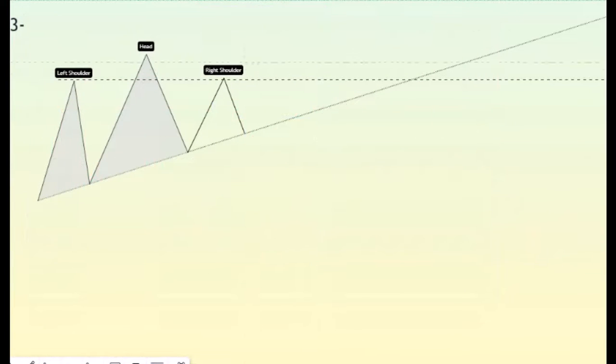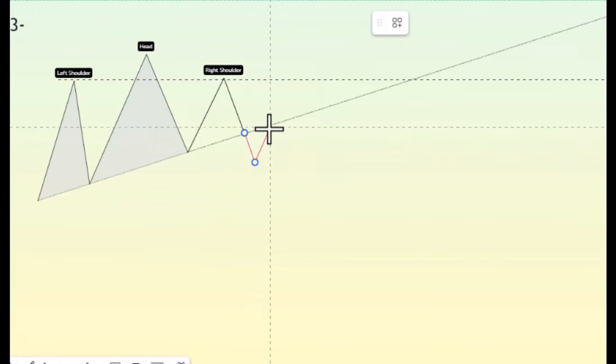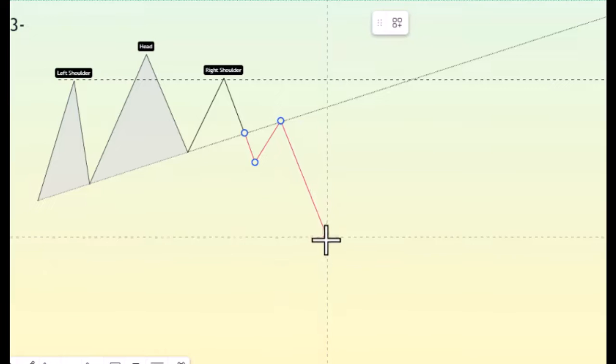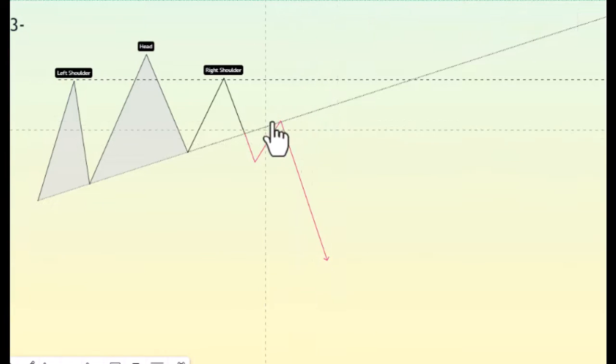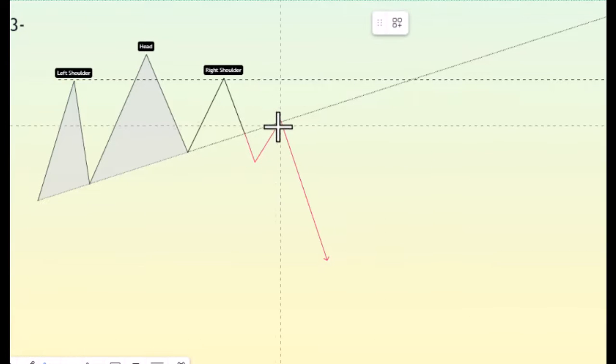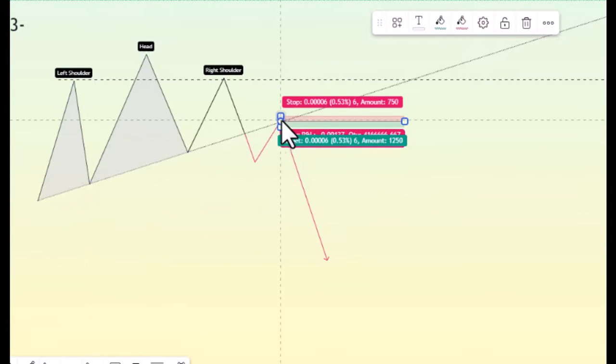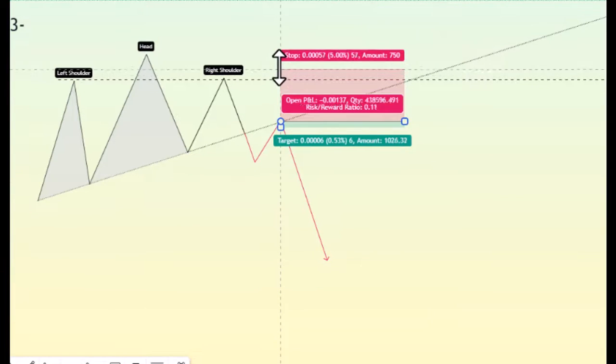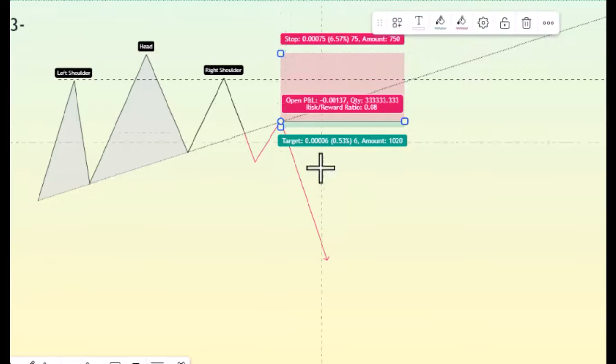As I said before, for the third type, we have a sloping neckline, and we are waiting for this neckline breakout. When this happens, we can enter on the neckline, or we can wait for confirmation here. We put our position on the neckline and our stop loss behind the right shoulder, or in a classic way, behind the head.